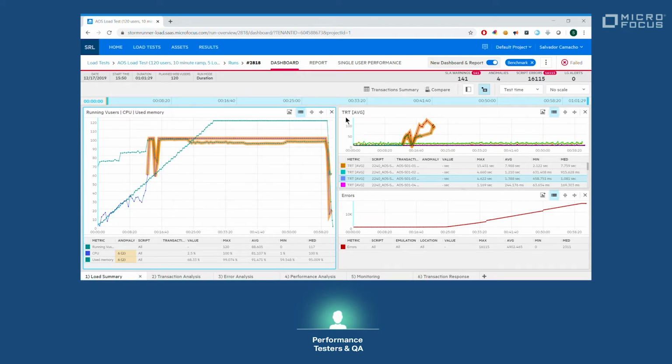But I also have the transaction response times. You also see here all anomalies detected by LoadRunner Cloud, and then errors is just to give you an idea when the errors started. They started actually at 25 minutes, not at 13, where the bottleneck was, but it went up to 16,000. So it was a lot of errors. So the application didn't die at the 13-minute mark, but it died later.